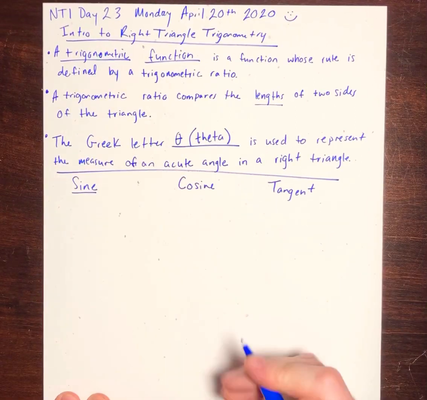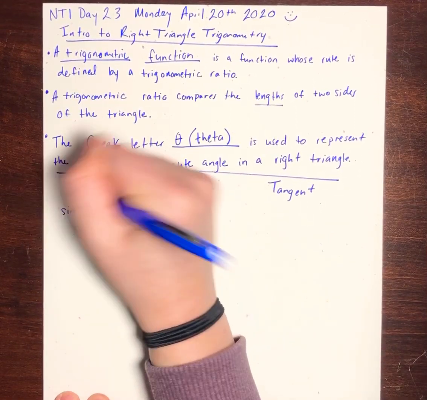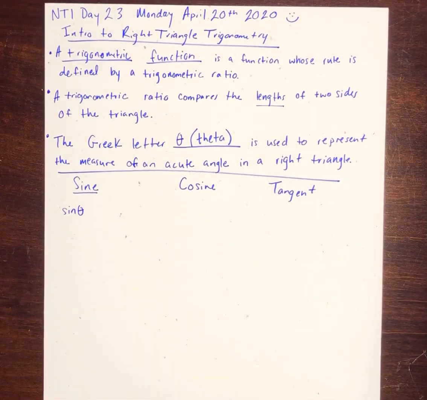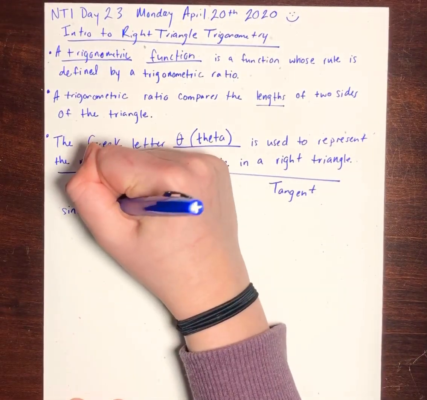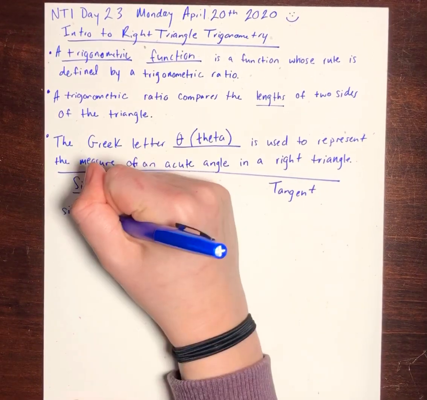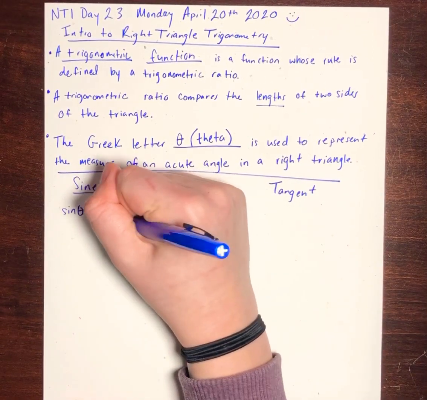So sine is shortened to sin, and then we put that theta next to sine because that's the angle we're looking for the sine of. And the sine is opposite over hypotenuse.